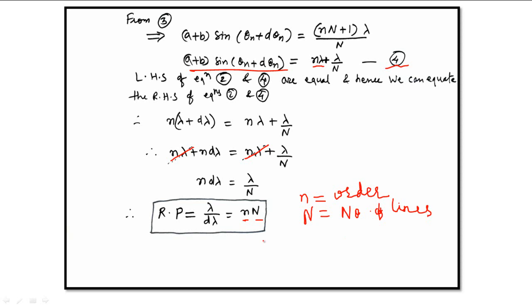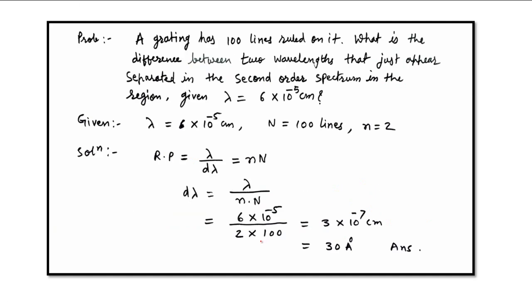Okay, then let us take one problem on this resolving power of grating. A grating has 100 lines ruled on it. What is the difference between two wavelengths that just appear separated in the second order spectrum in the region given that wavelength of light is 6 into 10 raised to power minus 5 centimeter?